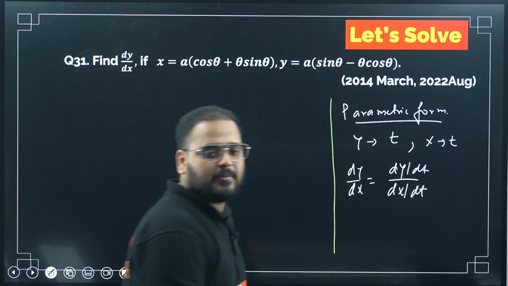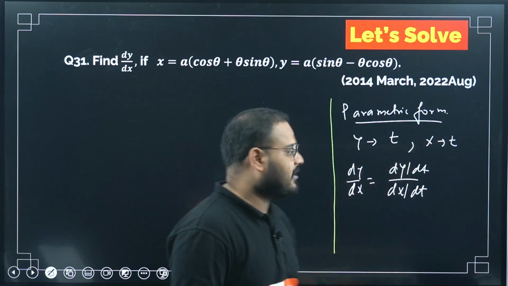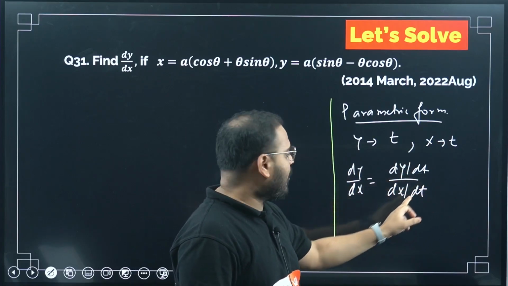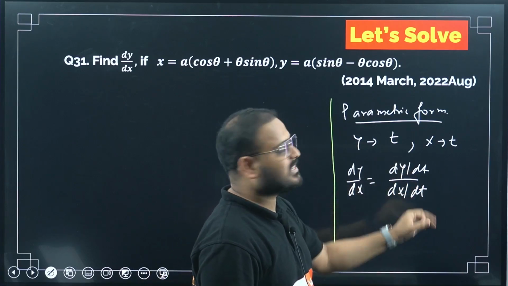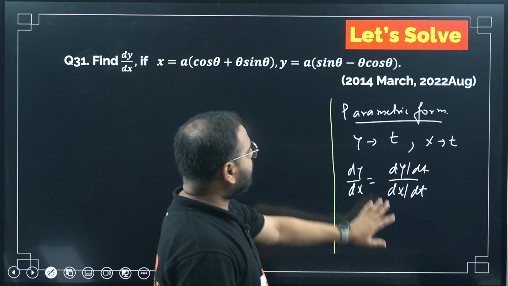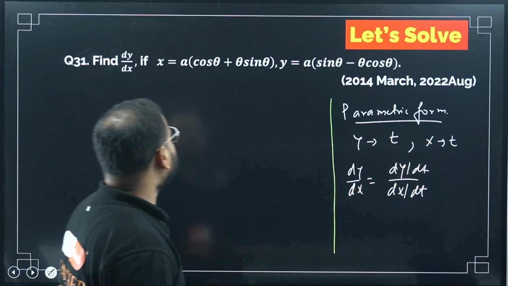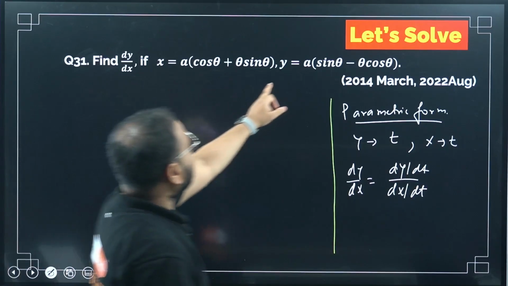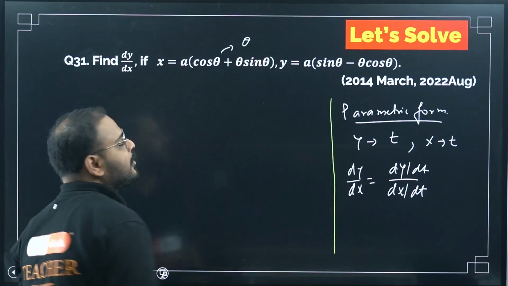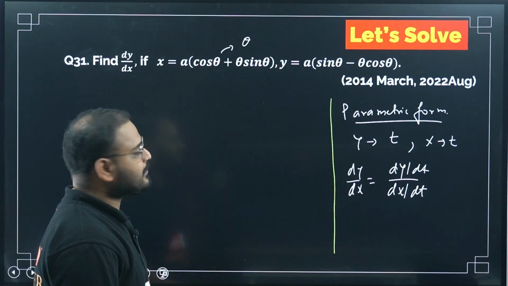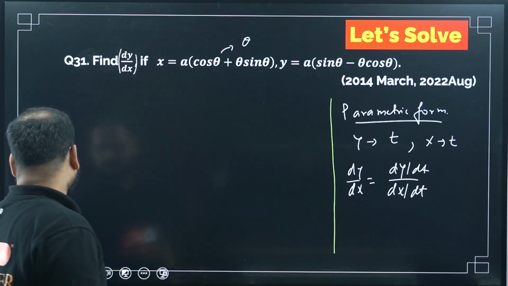Please understand this. If I have a function y in terms of t, and another function x in terms of t, then dy by dx can be written as dy by dt upon dx by dt. So I can differentiate the first function, the second function, and take the ratio. Same way, please check here. I have x as it is and y as this. But what is the variable here? Variable is theta. So I'll differentiate both y and x with respect to theta first, and then take the ratio to get my dy by dx. Understood?